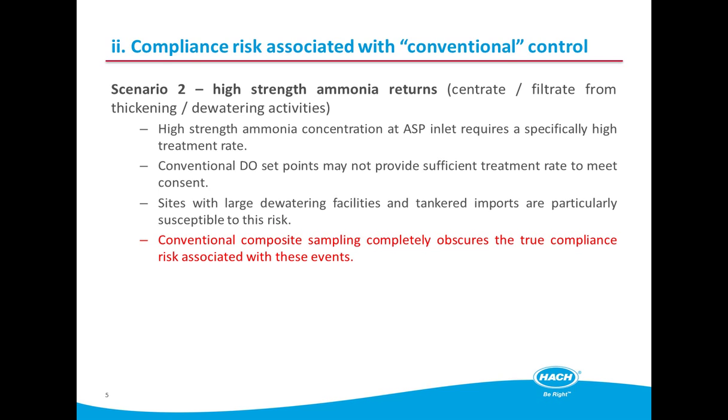The second example is again related to the specific ammonia loading rate of the ASP. In this case, it's related to high-strength liquor returns rather than high flow rate. Commonly, it can be centrate from sludge dewatering, but trade effluent and tankered imports can also cause a similar issue. As fixed DO set points don't take into account the treatment rate that's required, these returns can often overwhelm a plant that is not optimized to deliver the full treatment capacity.